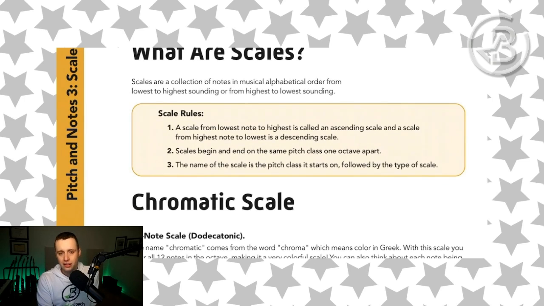Let's say we have a chromatic scale that starts on the pitch class of A. It doesn't matter what octave register. It could be A1, 2, 3, 4, 5, 6, 7. Doesn't matter. So the chromatic scale starts on A, so we're going to say it is an A chromatic scale.